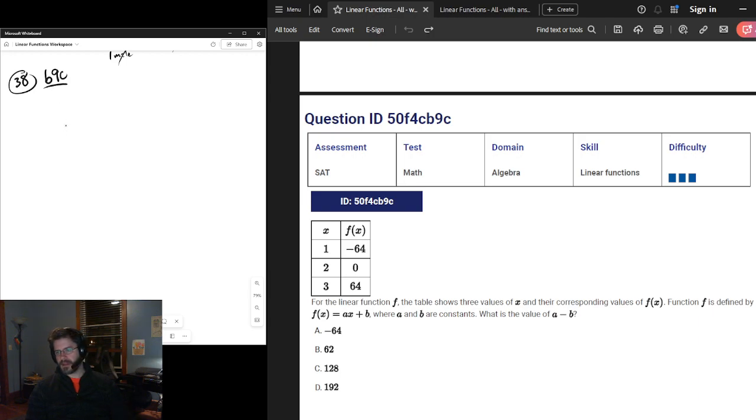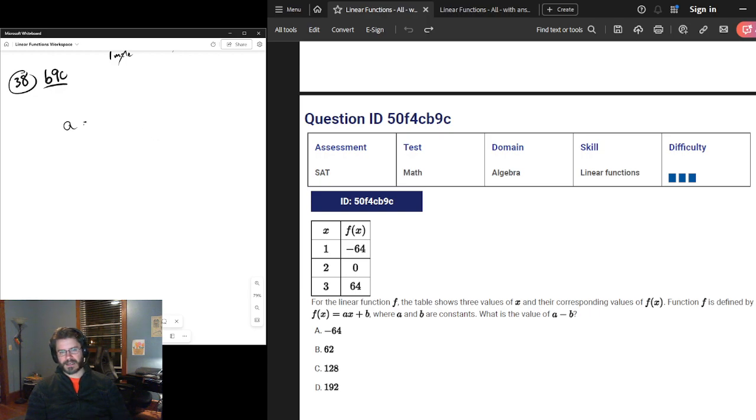B9C. Okay, we have, oh, they're trying to trick you and make it look like it's a parabola, but it's linear. Okay, y-intercept is negative 128, I guess, but what do we got? A minus b. Oh, okay, so they want the slope a and the y-intercept b. We just said the y-intercept is negative 128. X-intercept is 2, but the y-intercept is when x is 0. So you can very easily calculate a slope of 64.